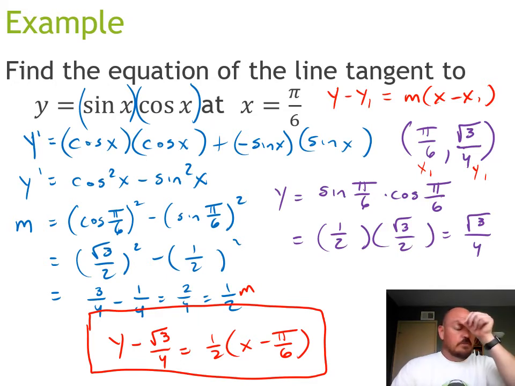So that was a quick review on finding equations of tangent lines. You use the first derivative, you plug numbers in to find the slope, you plug numbers in to find the point, and then you just have to know what to do with them. You have to use that point slope form.